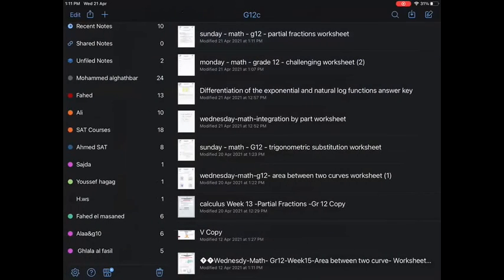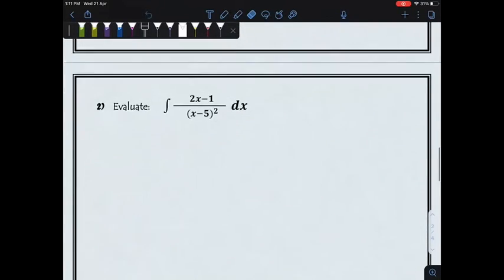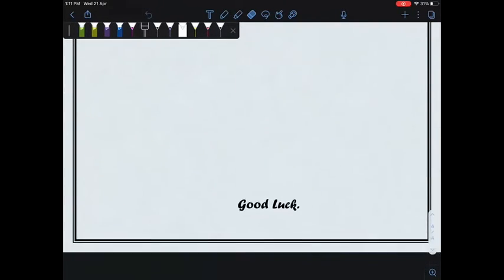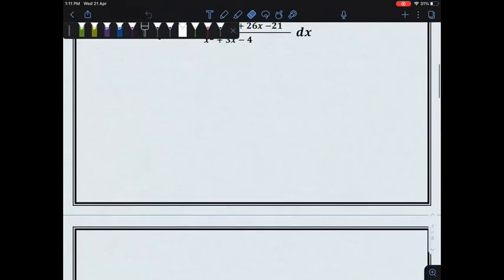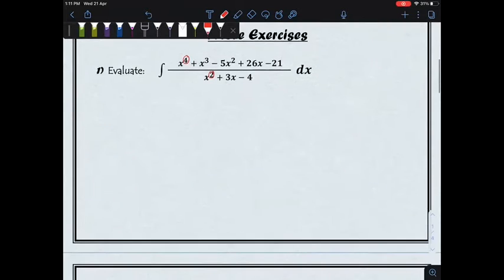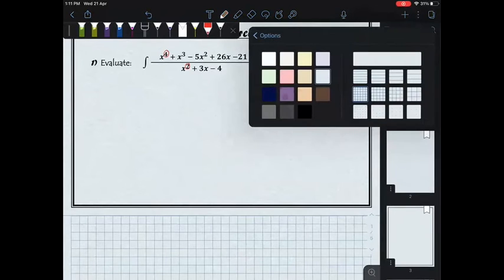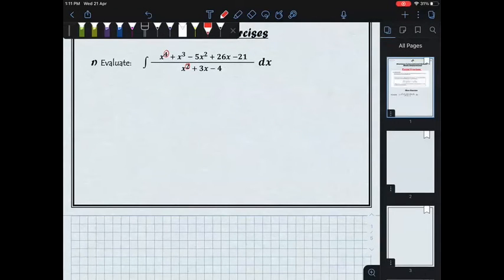But let me bring for you another example which is very, very important. We solved it before. Here the degree of the numerator is 4 and the degree of the denominator is 2, so you will find that we have to use the long division here. Yes, let's solve this question, please.